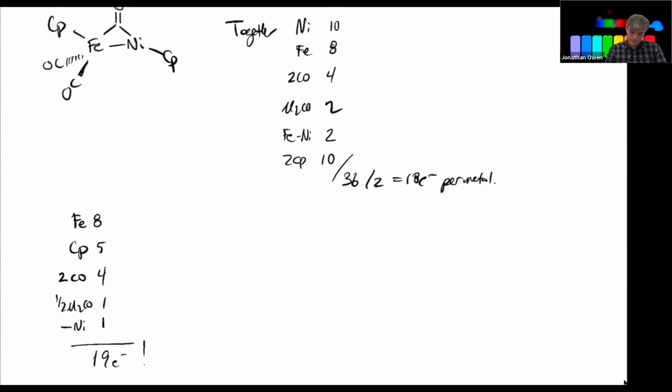Let's do the nickel. Nickel is 10, CP is 5, 1/2 mu2 CO is 1. We have an iron, it's going to contribute 1, and we get 17 electrons.